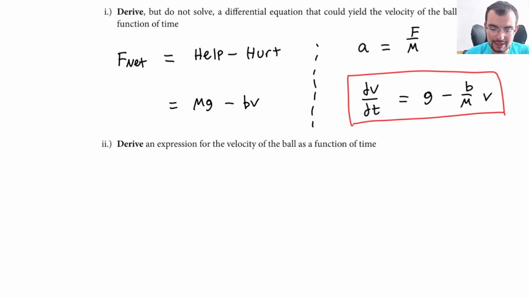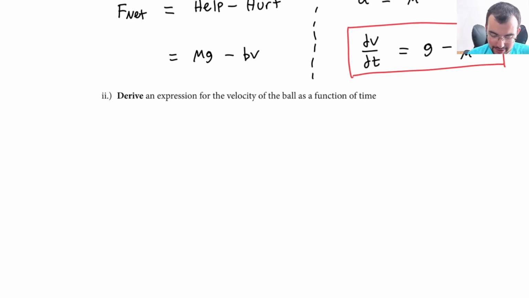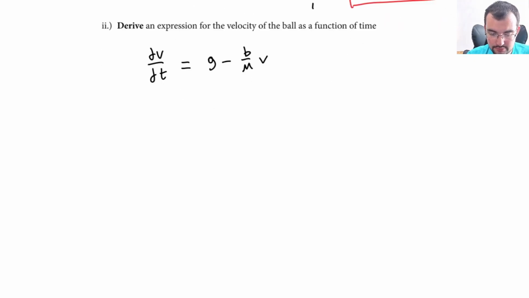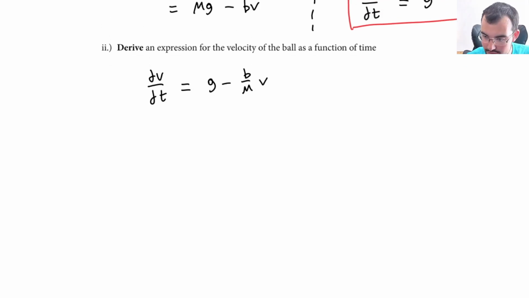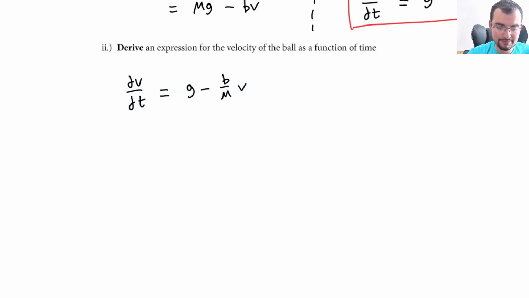Derive an expression for the velocity of the ball as a function of time. Well, we have our diff eq, so now it's time to separate and integrate. This is going to get ugly. All right. Our starting point is dv/dt equals g minus b over m times v. We want to separate first. I need to get the v to the other side attached to the dv, so I can't do that unless I divide everybody.